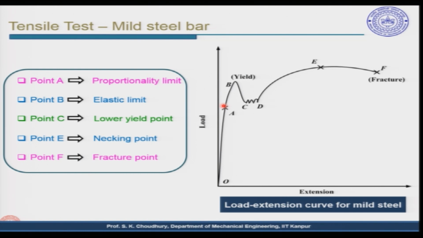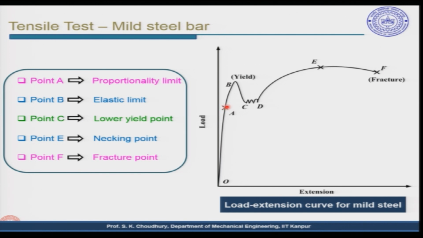There is no permanent deformation happening in the metal. So, this point A is called the proportionality limit, meaning that here the load and the extension are proportional; load is proportional to the extension. All right. And once again, if the load is removed, it will come back to the initial position.